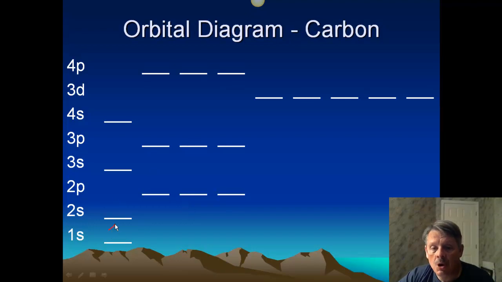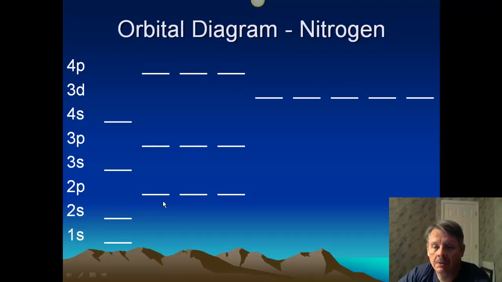Let's do carbon. 1, 2, 3, 4, 5, 6. By the way, how do I know there's 6 electrons in carbon? Well, because there's 6 protons, because that's carbon's atomic number. So when you look at your periodic table, and guys, if you are not looking at your periodic table, pause the video, get it out, make sure you're looking at your periodic table.